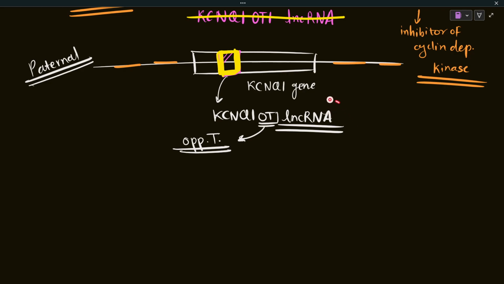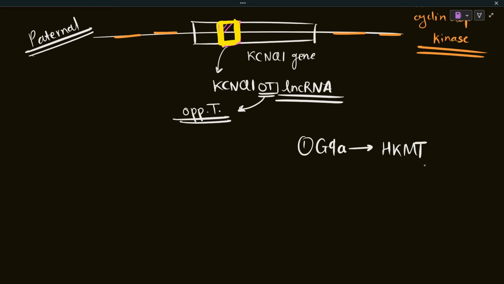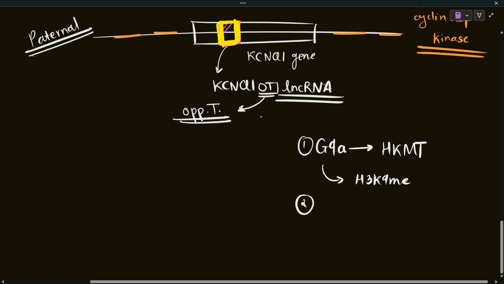This long non-coding RNA recruits an enzyme known as G9A. I hope you remember from the DNA demethylation and histone methylation series that G9A is an HKMT, histone lysine methyltransferase. This adds the methyl group on the lysine residue. It does the H3K9 methylation, which is a repressive mark, and it does the heterochromatinization as well. Again, this long non-coding RNA does two jobs. It recruits G9A as well as the PRC2 complex.